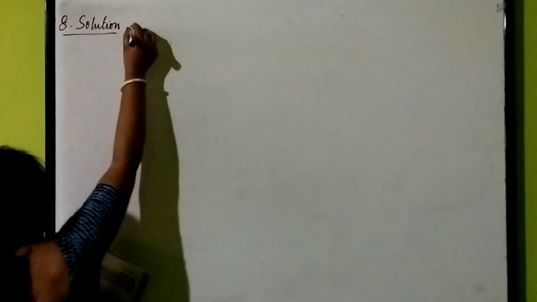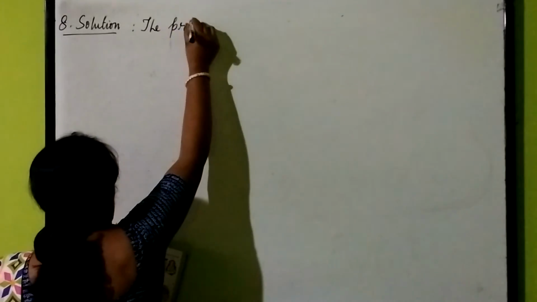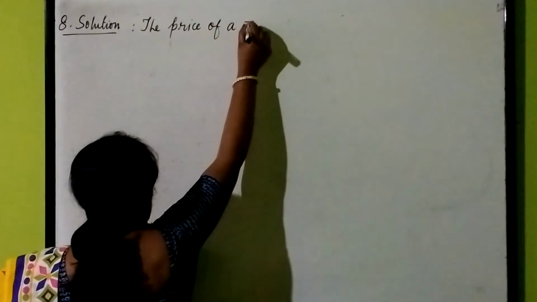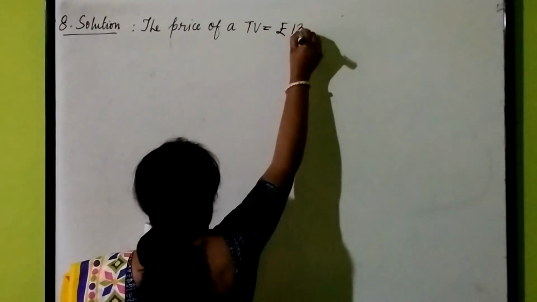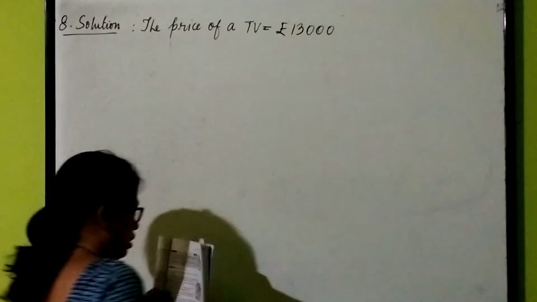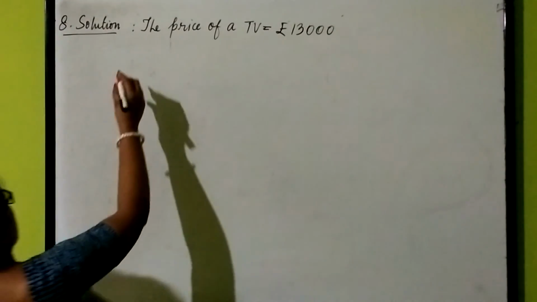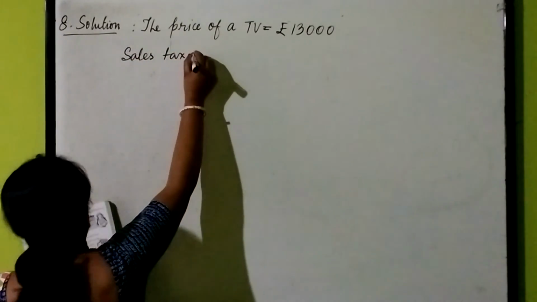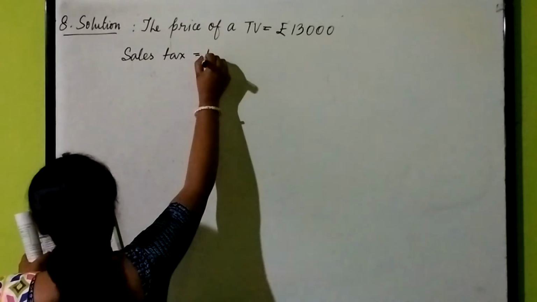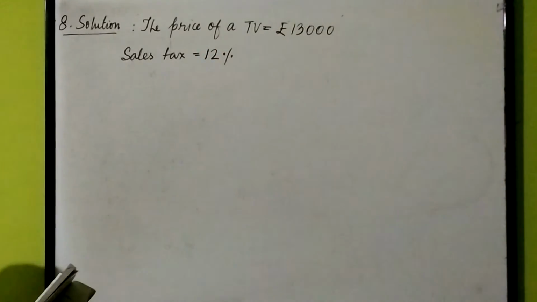The price of a TV. What is the price? The price of a TV is rupees 13,000. Then next, what is given? The sales tax charged. Sales tax is equal to how much? 12%. Okay, 12% sales tax. Now find the amount that Vinod will have to pay if he buys it.